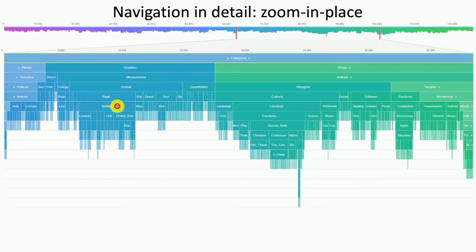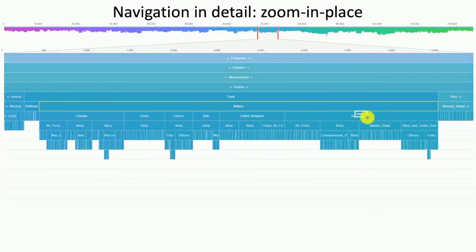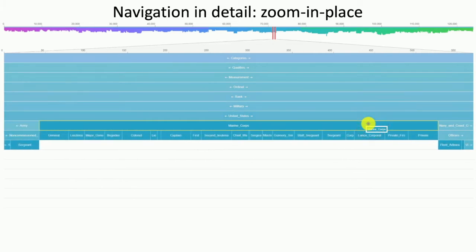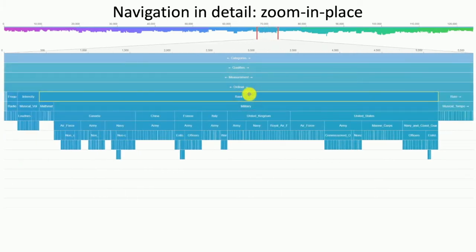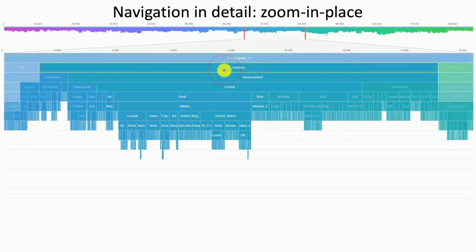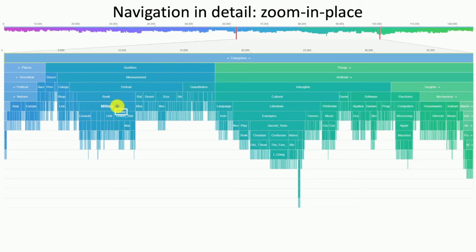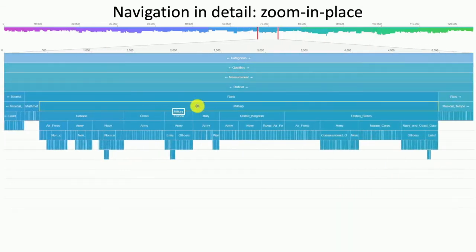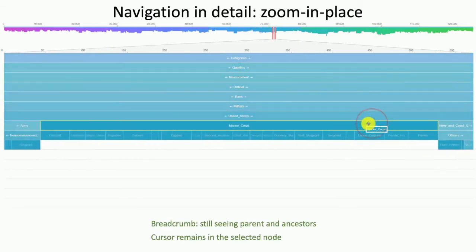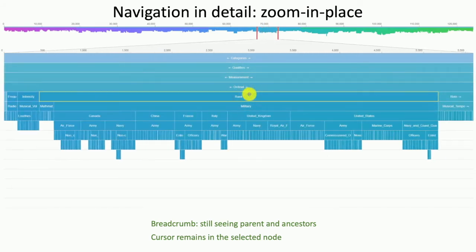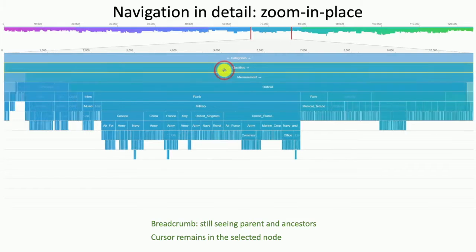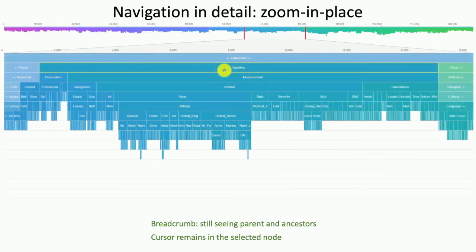So we applied a strategy called zoom in place. The basic idea is just expanding the clicked node on the x-axis for the hierarchical plot. We apply the same kind of idea for different visualizations like sunburst and the tree map. This strategy can solve the previous issues. The user can still see the parent and the ancestors of the clicked node, and the cursor will remain within the clicked node, so people don't get lost.